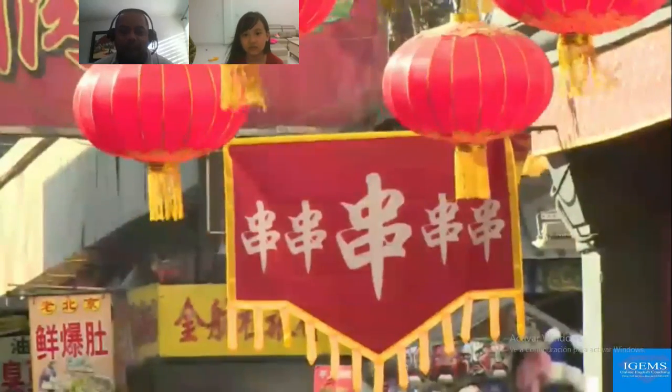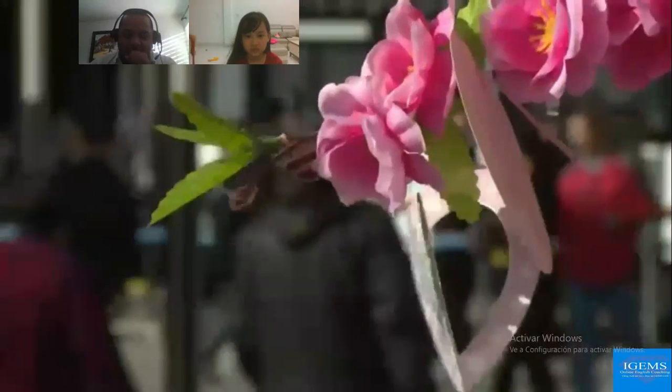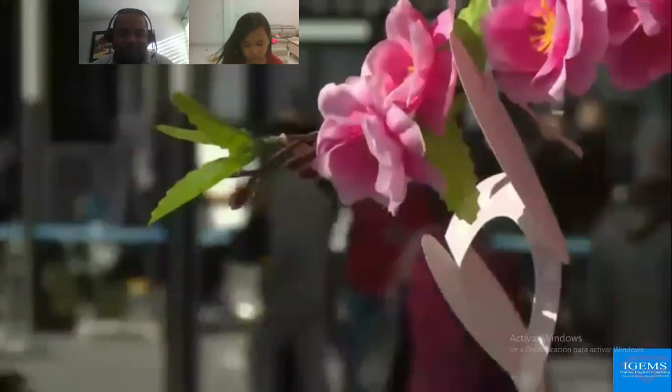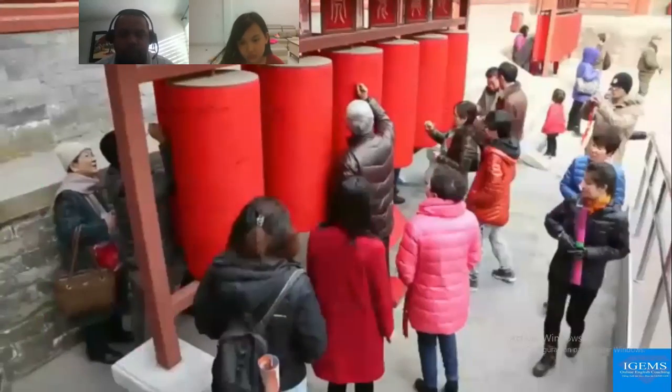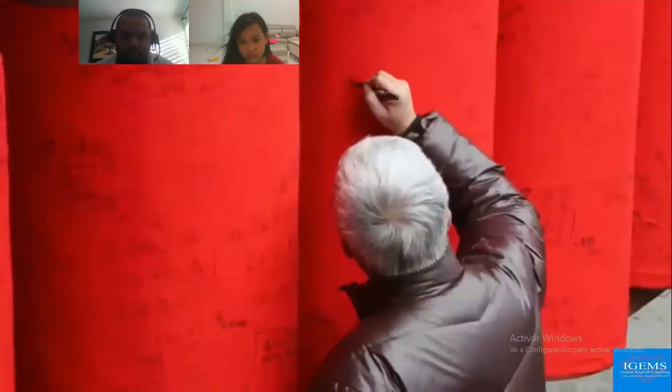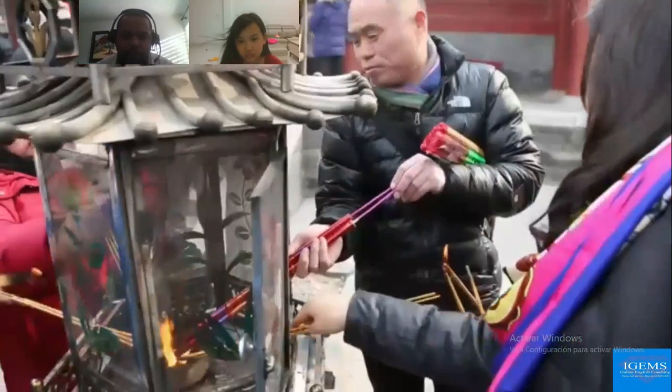Okay. It's Chinese New Year in Beijing. Chinese New Year. This is a very big celebration. It celebrates the end of winter and the start of spring. People celebrate Chinese New Year every winter. But it's on a different day every year.